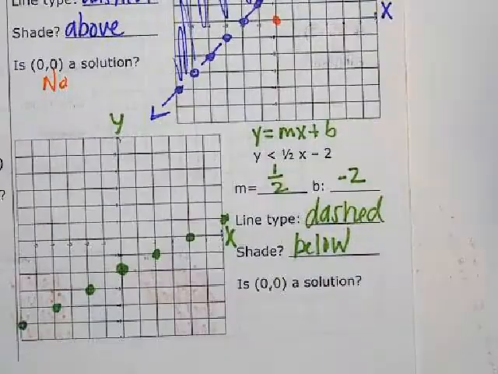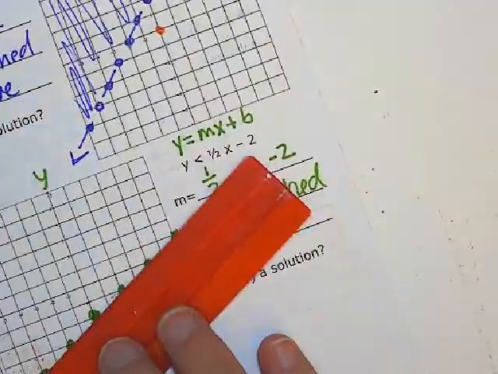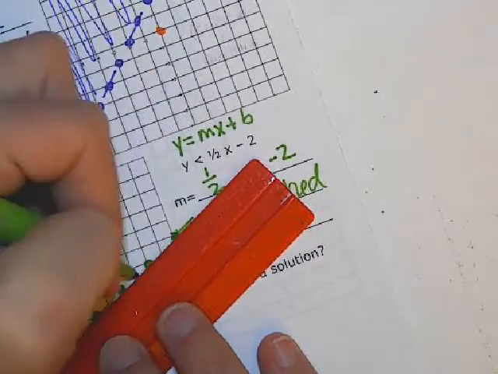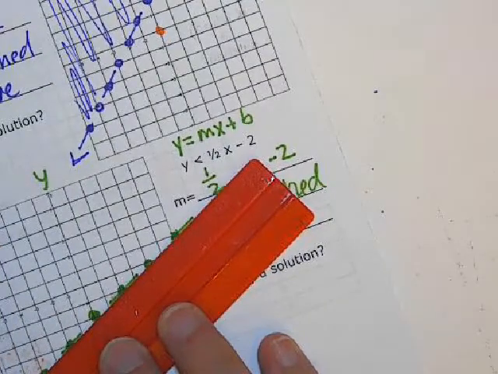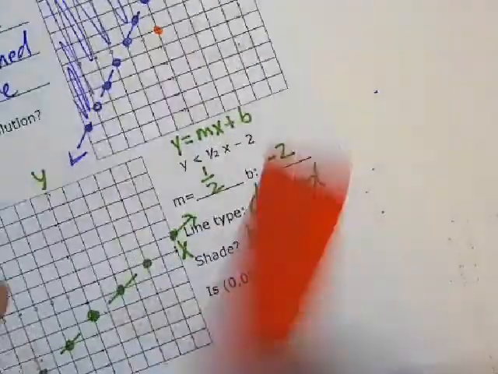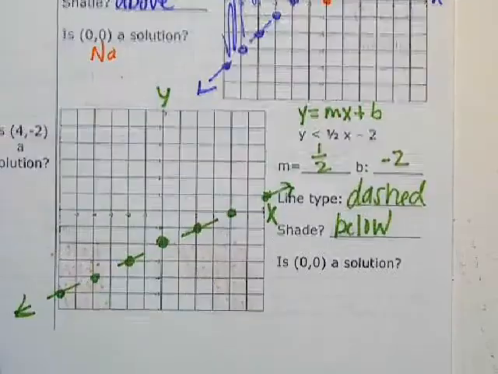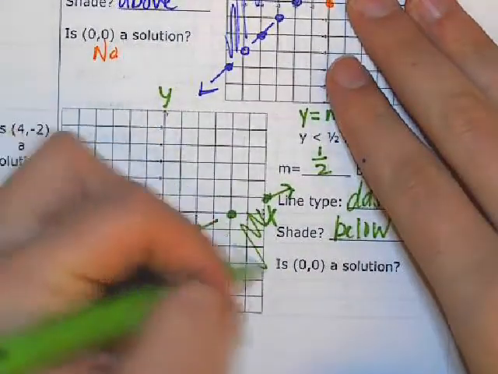And you guys told me which kind of line? Dashed. So make sure you exaggerate your dash. I want to be able to see that it's dashed. And you guys told me which way am I going to shade? Below.